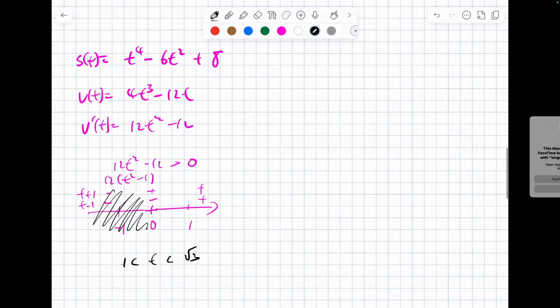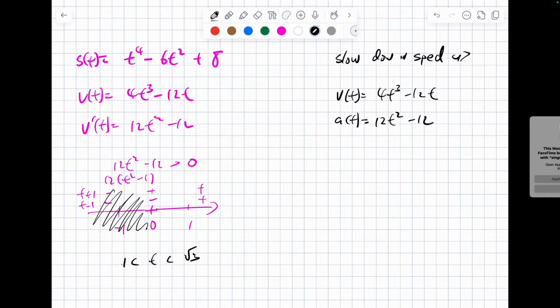Now, if the question is asking differently, if the question is asking you, hey, when is it slowing down or speeding up, right? So when is it slowing down, when is it speeding up? We can tell that. So if I go ahead and take the velocity, it's going to be 4t to the third minus 12t, right? If I do acceleration, see, I didn't do v prime of t because v prime of t just told me increasing and decreasing, but they stand for the same thing. So this is 12t squared minus 12. So you have to do 2 number lines. One is v of t.